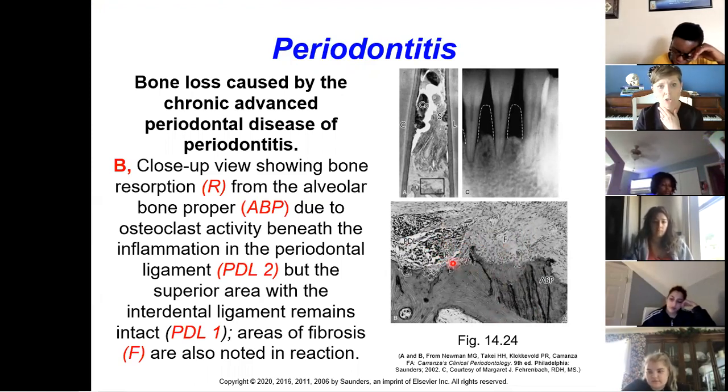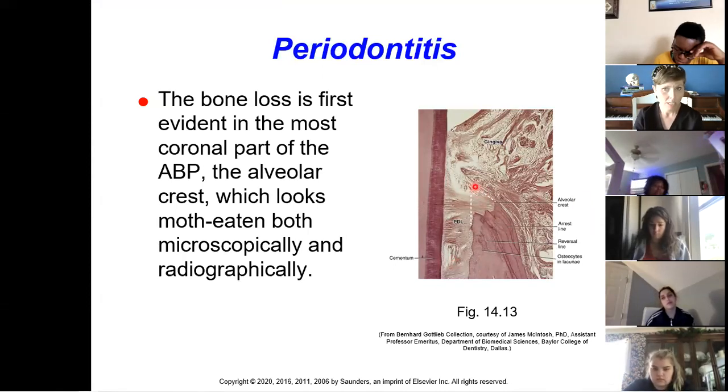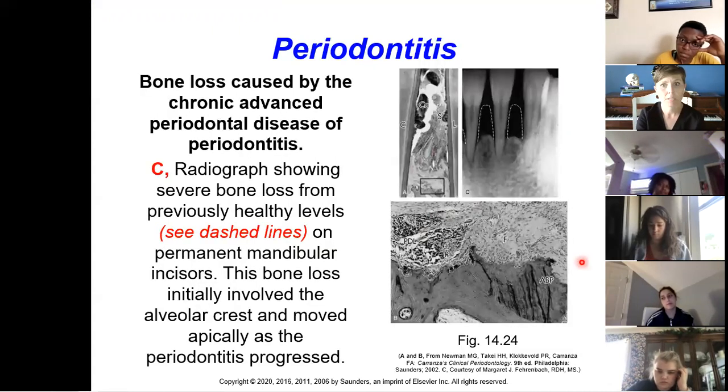Just not good. The bone loss is first evident in the most coronal part of the alveolar bone proper, the alveolar crest, which looks moth-eaten, both microscopically and radiographically. So you can see here, that's where it should be, and this is where it's starting to disintegrate. All right. And here, I showed this earlier, that's where it should be and then where it is.